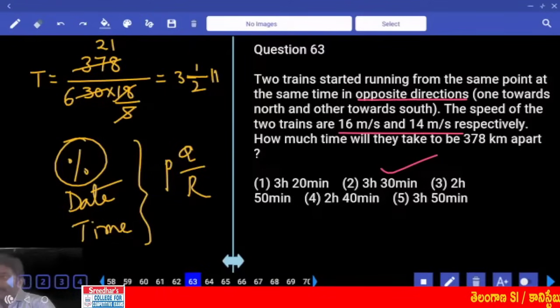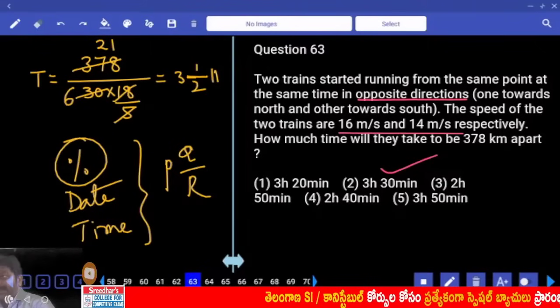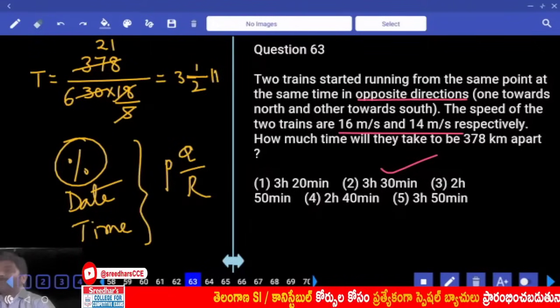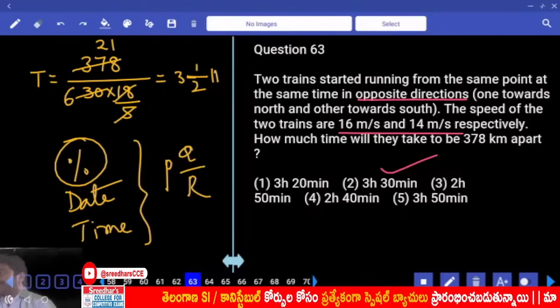Whenever I write, even if you take video references from anywhere, I generally don't write percentage in decimal format. I will write only in mixed fraction.